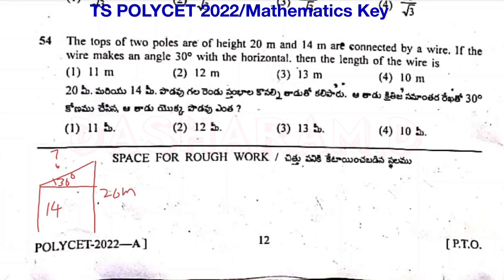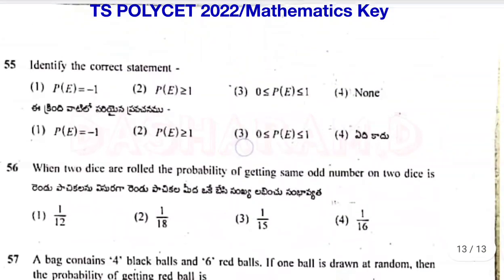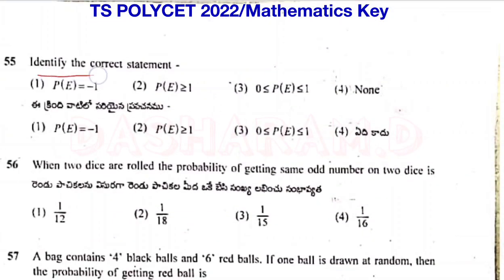To find the length of the wire, first we need to find this length. 20 minus 14 is 6. Now use sine 30 degrees: opposite 6 by hypotenuse, question mark. So sine 30 is 1 by 2, equals 6 by question mark. So 6 twos are 12. Option 2 is correct.